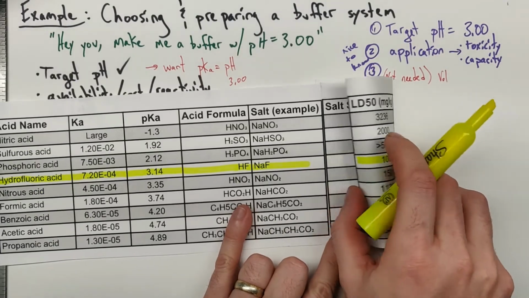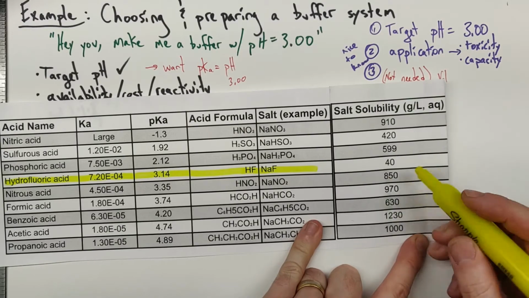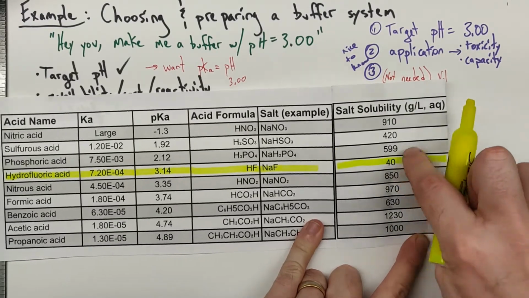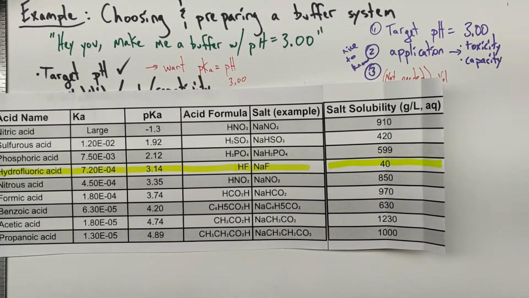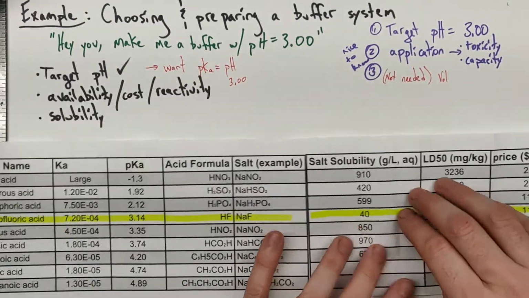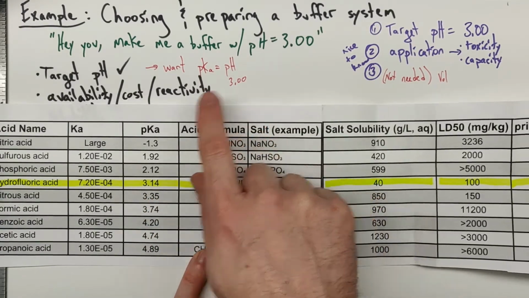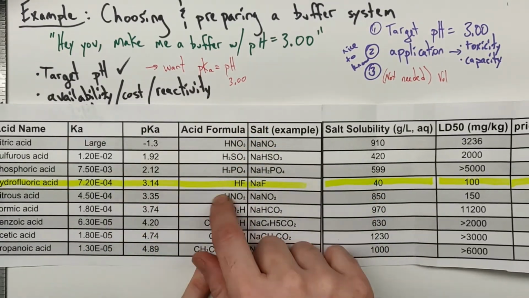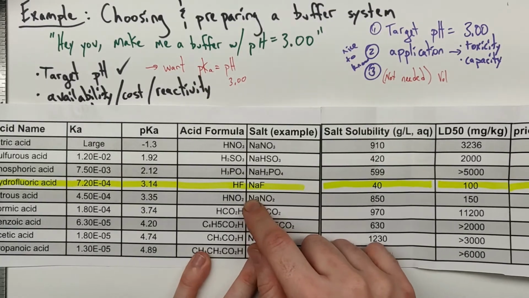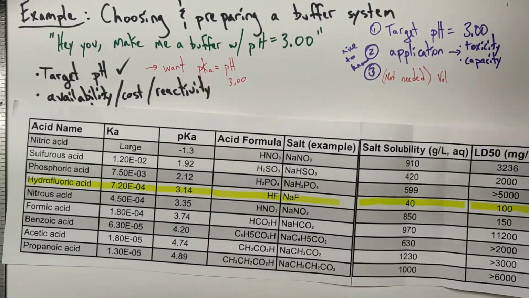So the only other thing I guess I would look at here is solubility. And again, comparing to these other ones, the solubility of sodium fluoride is 40 grams per liter, which is super low. So in terms of our first option, pH was pretty darn good. 3.14 is really close to 3. In terms of availability, it's not that available, and it happens to be pretty toxic, and it happens to be pretty insoluble. So that one is not going to be a good choice for us.